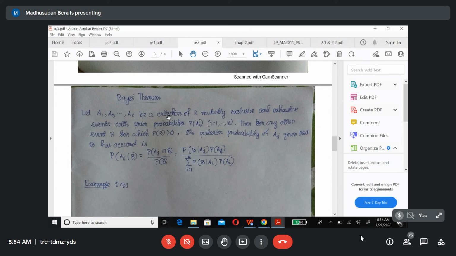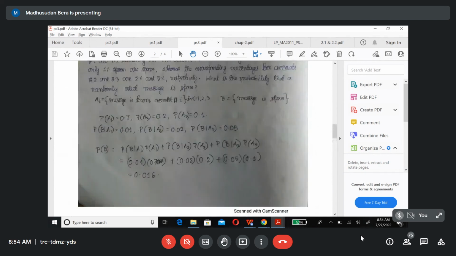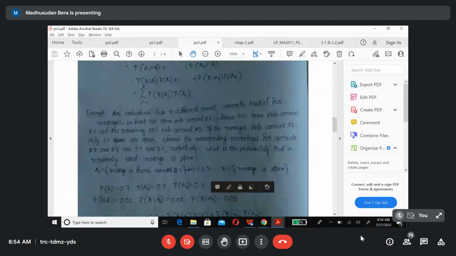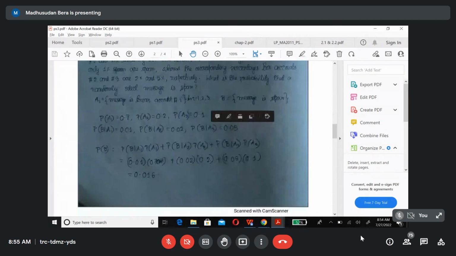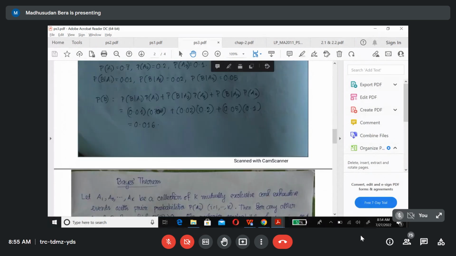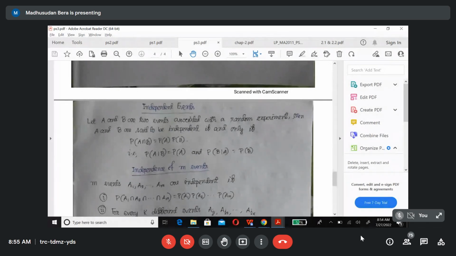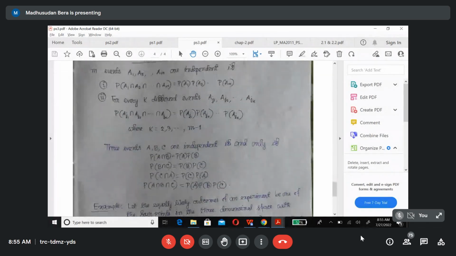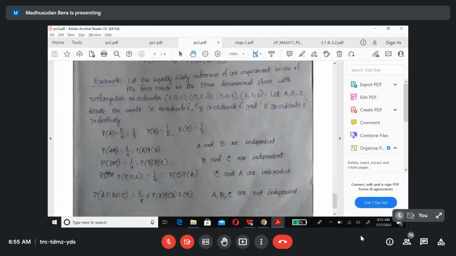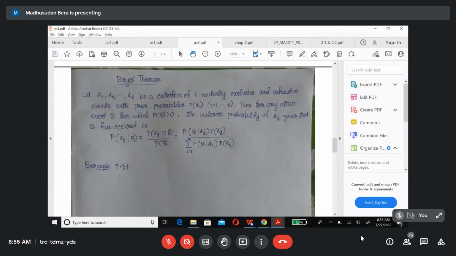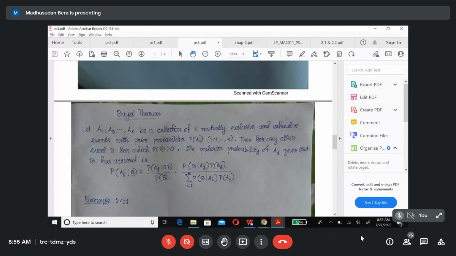That is Bayes theorem. Anyway, next class I will again discuss the total law of probability, and we will solve questions on that. After that, dependent and independent events. Up to this it is okay? Yes, sir.